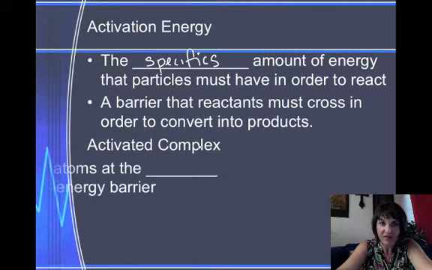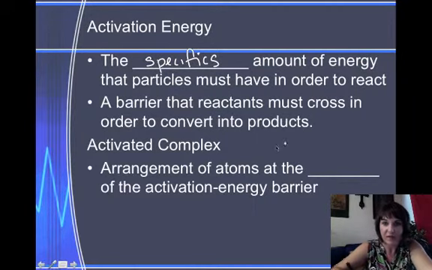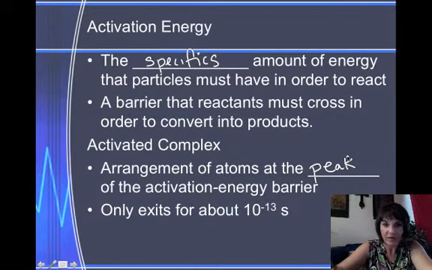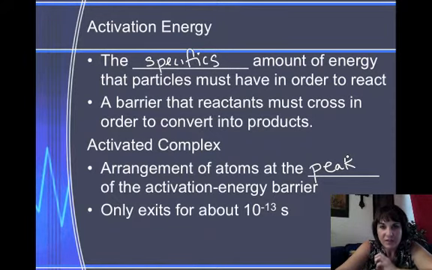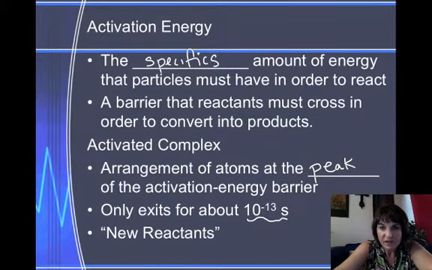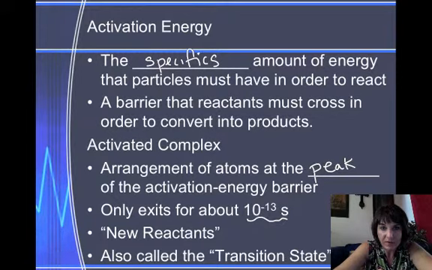And this leads us to the activated complex. This is an arrangement of atoms at the peak of the activation energy barrier. It's also sometimes known as the transition state, but basically it's that moment of collision when you have all of the atoms stuck together. It only exists for a fraction of time, 10 to the minus 13 seconds. But these are what we would consider our new reactants. We get everything connected, and now we can break apart in new and different ways. So the activated complex is also known as the transition state.